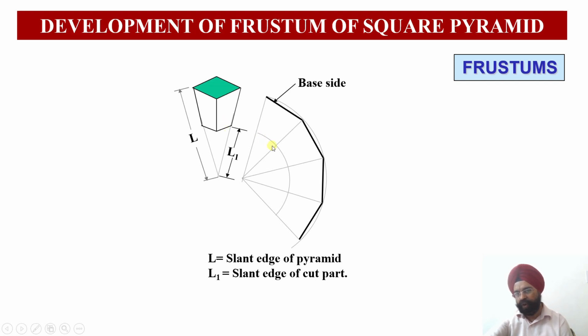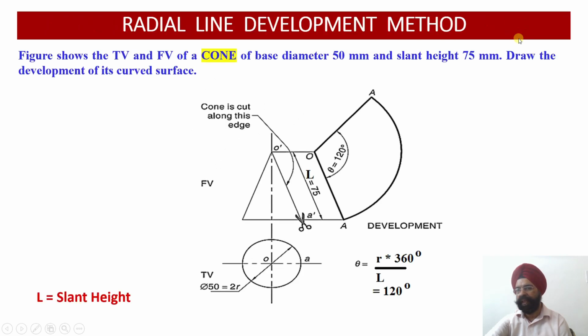So this smaller edge also, 4 edges I will be drawing over here. So first smaller edge of the cut portion, second smaller edge of the cut portion, third smaller edge, and the fourth smaller edge. And then I will be joining the remaining slant edges. So these are the slant edges which are visible to me. So this completes my development of the square pyramid which has been cut by a cutting plane parallel to its base. So we call it frustum of a square pyramid.